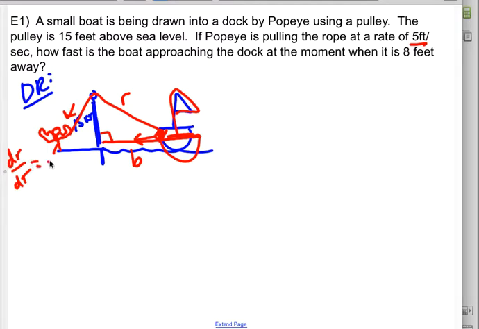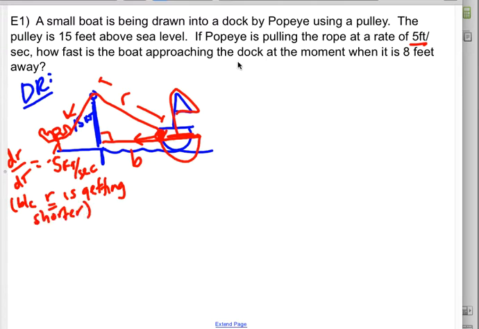But that's going to be negative because notice what my R represents. My R represents the amount of rope that is between the boat and the pulley. As Popeye pulls it, that rope gets shorter. So my dr/dt should be negative, because the R that I labeled, the distance of rope between the pulley and the boat, is getting shorter. So that's why dr/dt is negative.